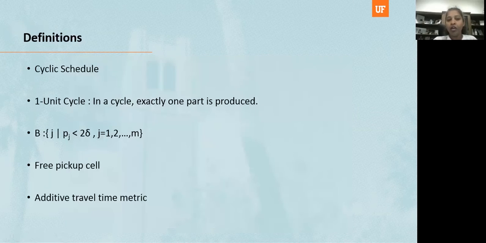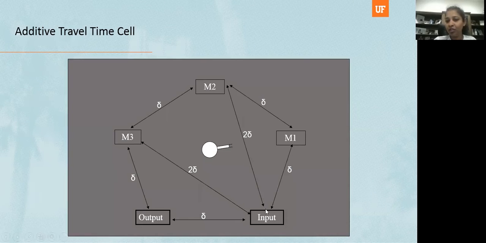Okay, so I need to recap what we are looking at because I gave you a lot of information. We are looking at cyclic schedules, 1-unit cycles, and free pickup cell with additive travel time. In this analysis, I categorized the machines into two groups. You don't have to memorize what it is. Just imagine, based on the travel time and the processing time, I identified a set of machines and named them set B. Even if you look at it, it simply says the processing time on a machine is less than 2 times the travel distance between two machines.